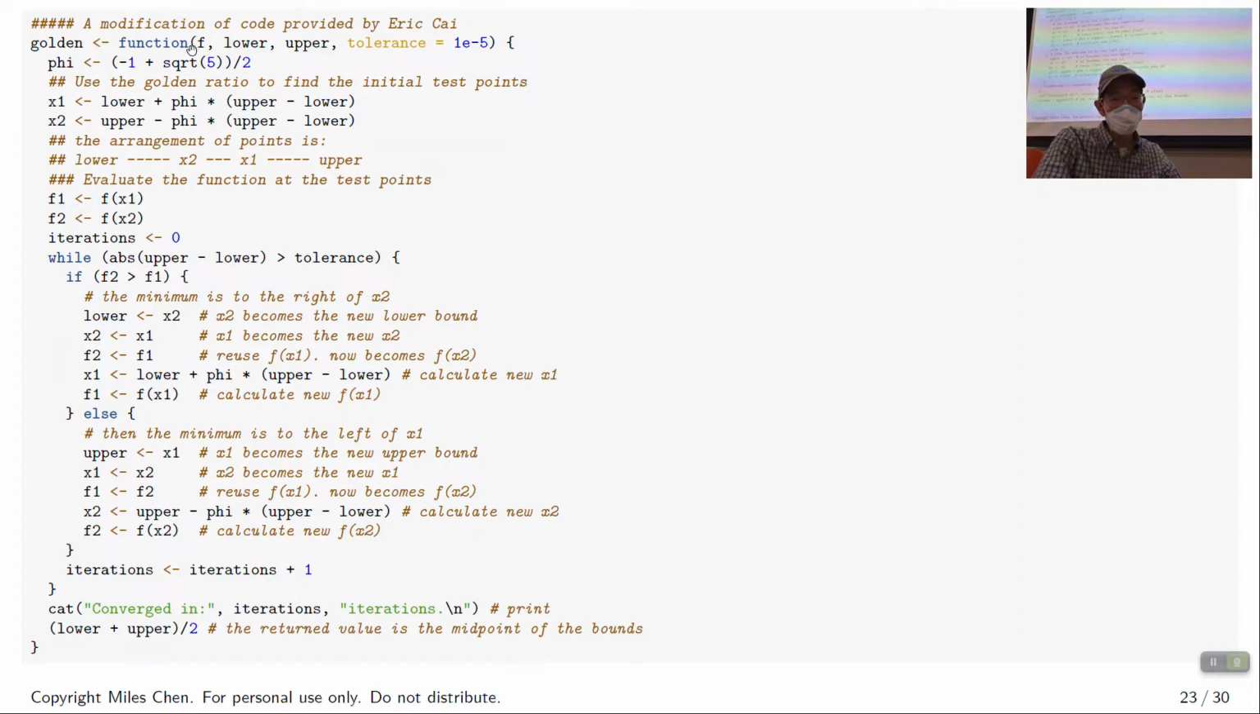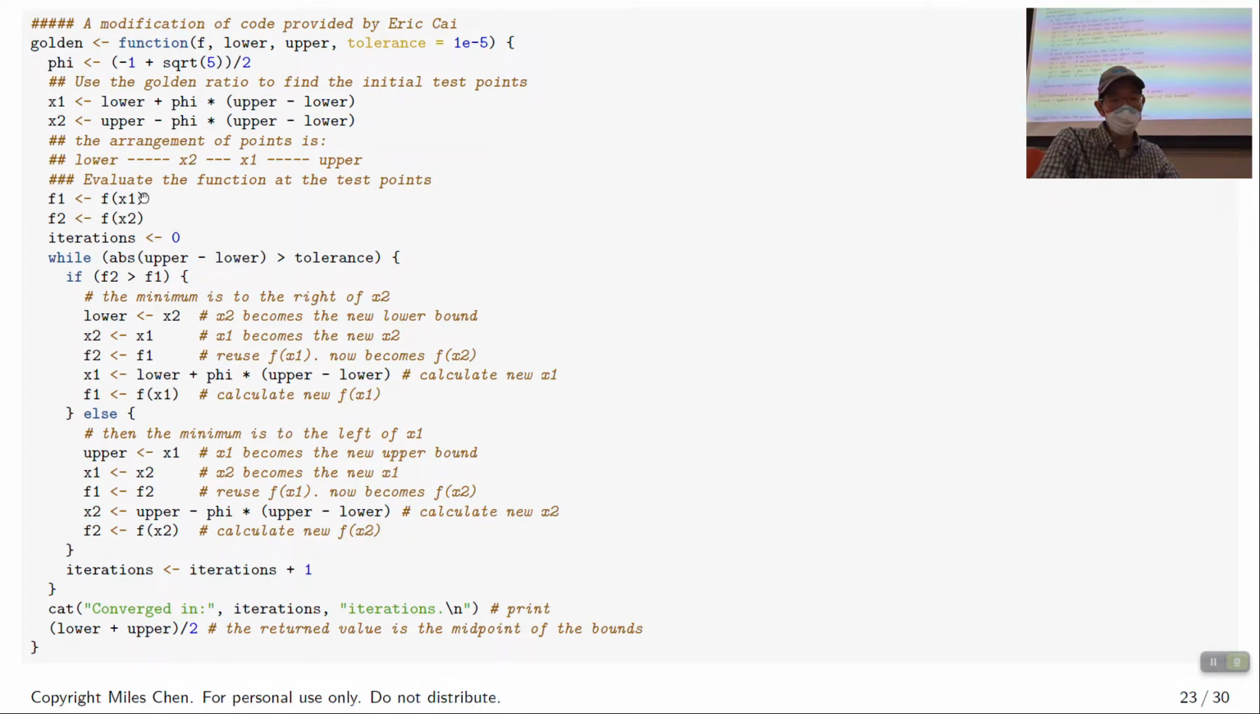Basically, you just start off with some arbitrary function f. You have a lower bound and upper bound, and an arbitrary tolerance level at which point we're going to quit. The golden ratio is phi, negative 1 plus square root of 5, divided by 2. This is going to be 0.618. And x2 is the lower bound plus phi times the difference between upper minus lower. x1 is upper minus phi times upper minus lower. And so the arrangement of points is lower, x2, x1, upper.